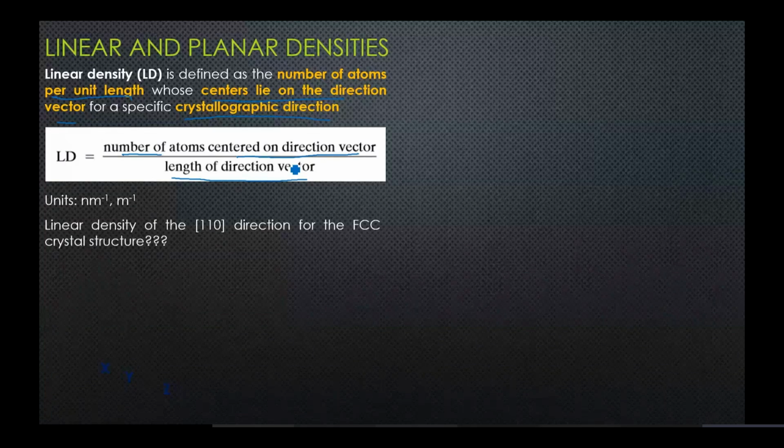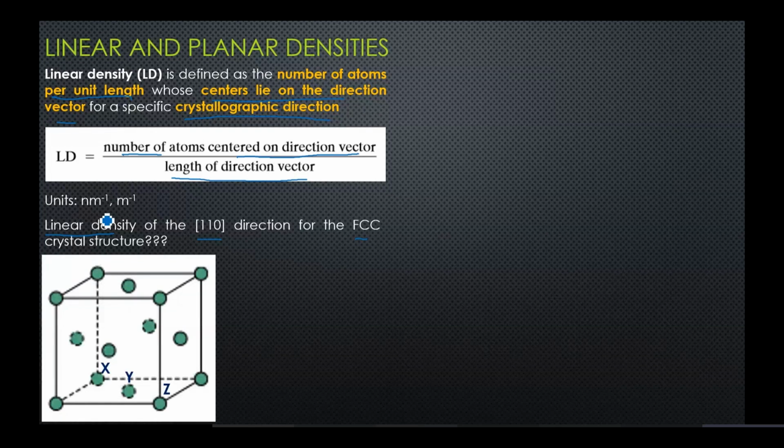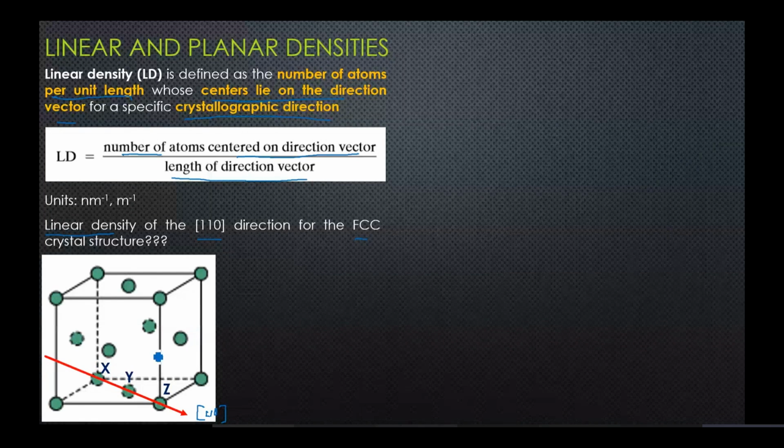So let's say we have to find out the linear density, the number of atoms per unit length, along the direction 110 for the FCC crystal structure. If you have this FCC crystal structure, the 110 direction is this direction, with X as the origin. You have to find out the number of atoms sitting on this direction in this unit cell divided by the length of the line.